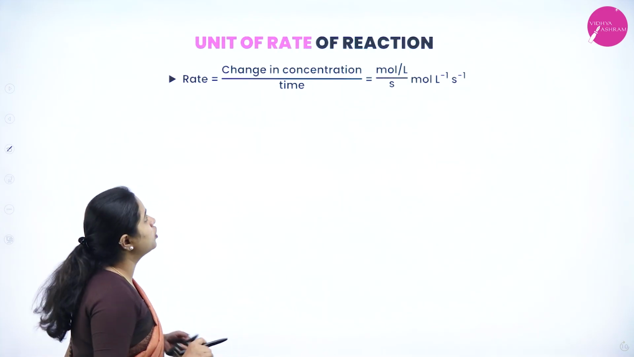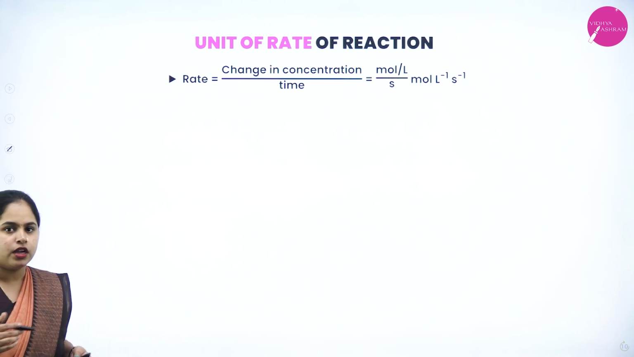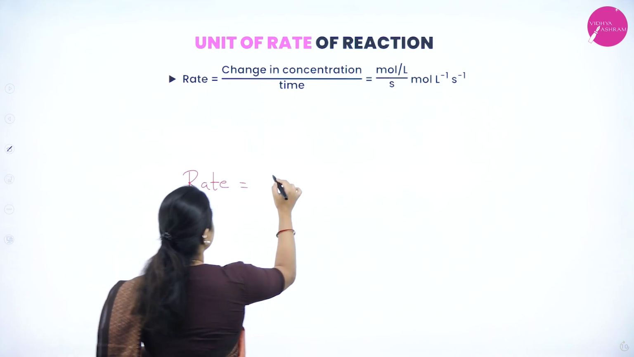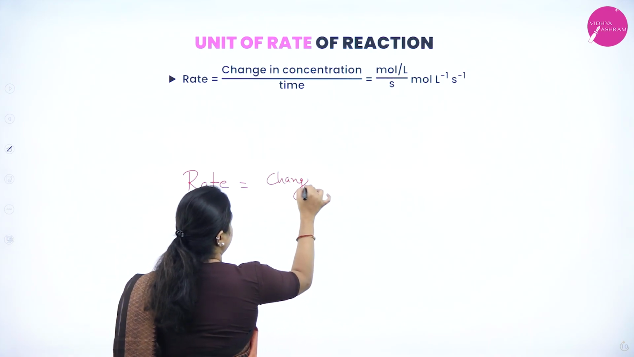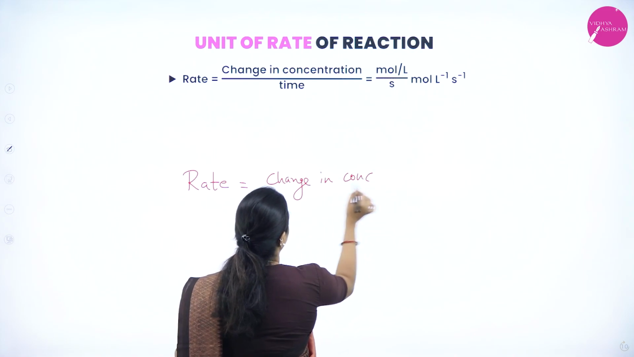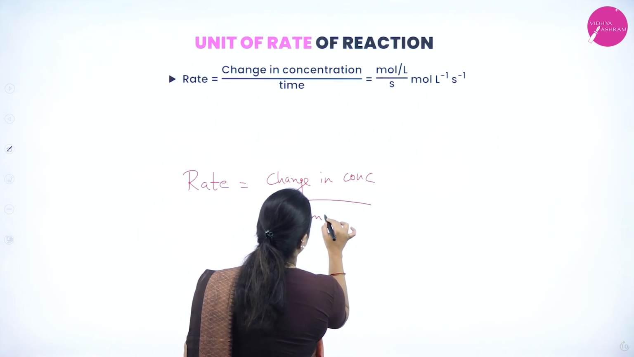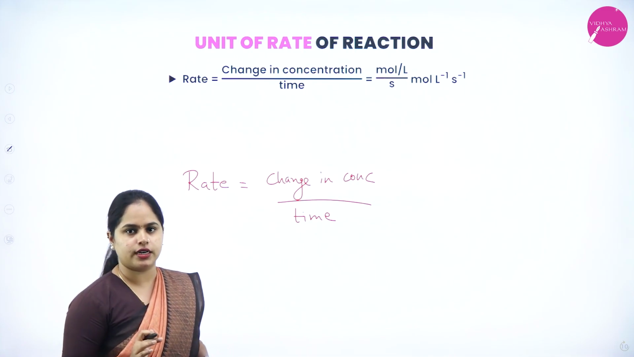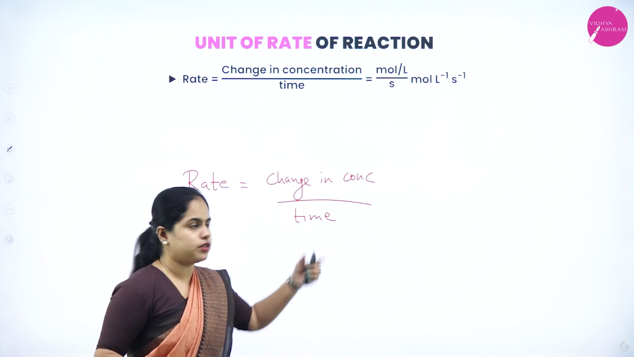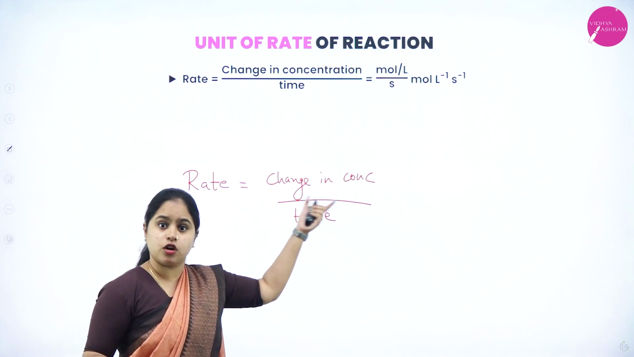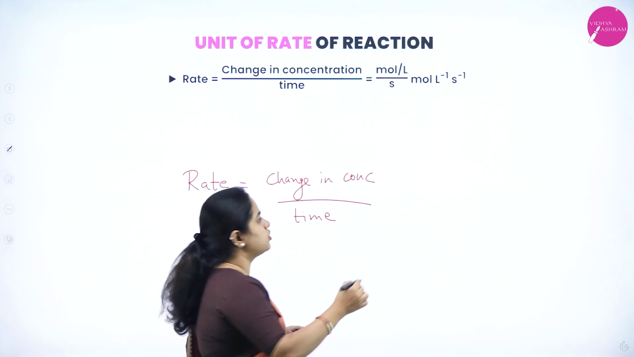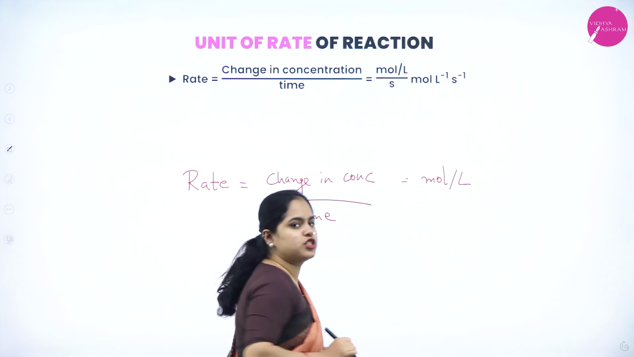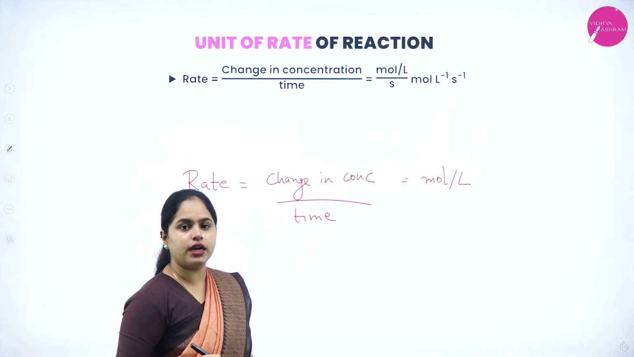Okay, now moving on to the unit of rate of reaction. So what did we study about rate of reaction? Rate is equal to change in concentration divided by time. Change in concentration means it can either be an increase in concentration of products or a decrease in concentration of reactants. So which quantity is present here? Concentration. What is the SI unit of concentration? It is moles per liter. And what is the SI unit of time?